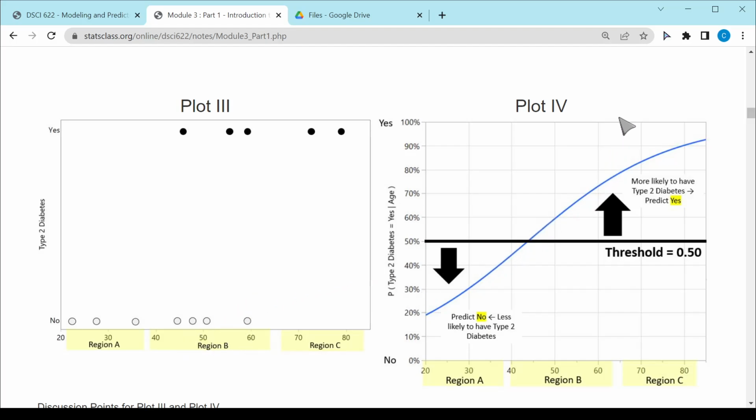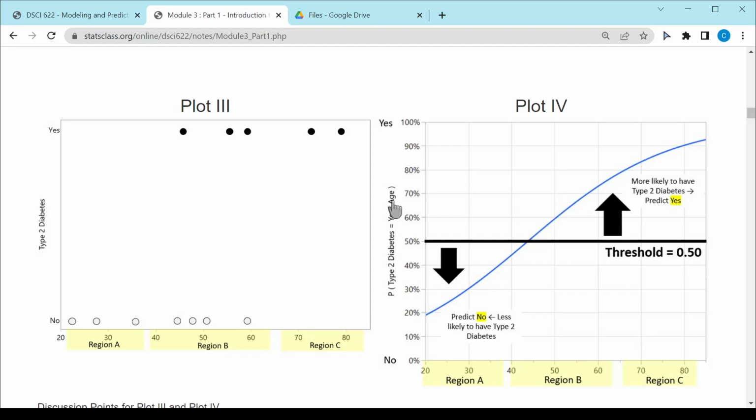A logistic model actually constructs the blue curve that you see here in plot 4. What is on the y-axis in plot 4 is the probability that they're going to have type 2 diabetes, given a woman's age, given age.